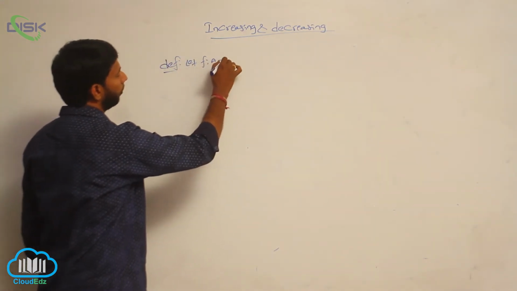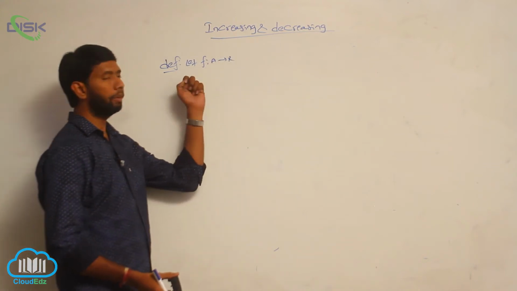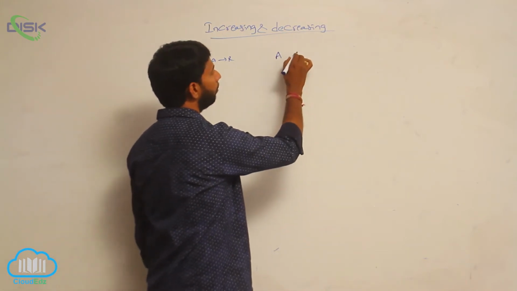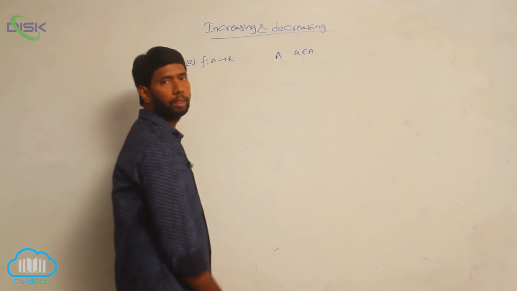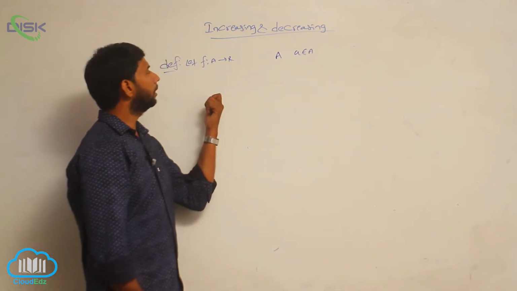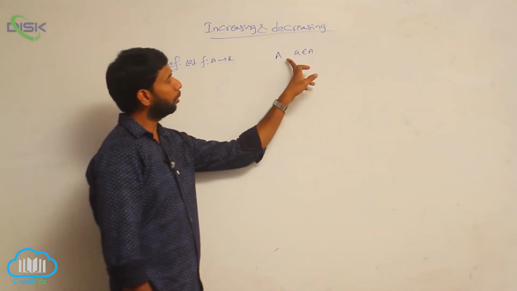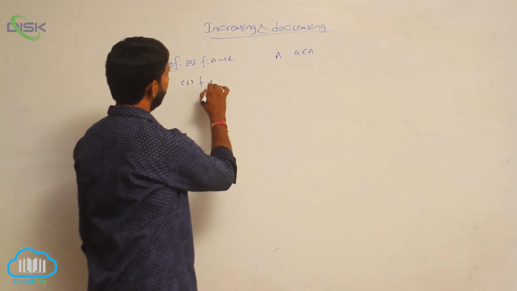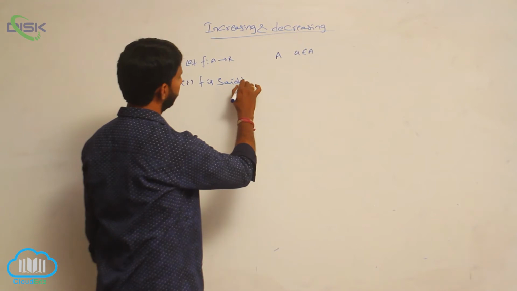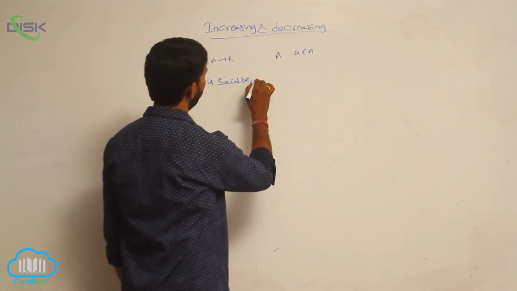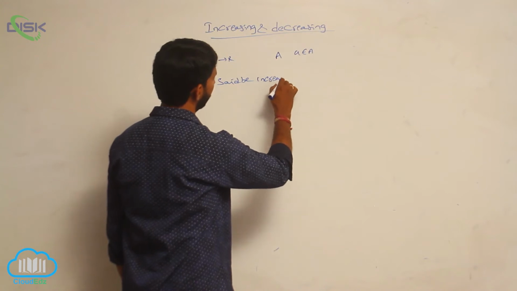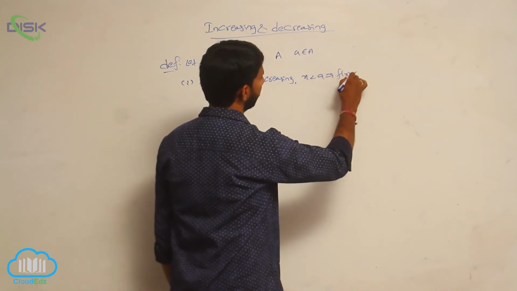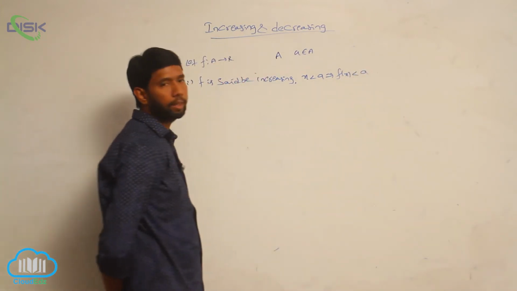Let f mapping from A to B be a function defined on the neighborhood capital A of a real number small a that belongs to capital A. Then f is said to be increasing if x less than a implies f of x is less than f of a.